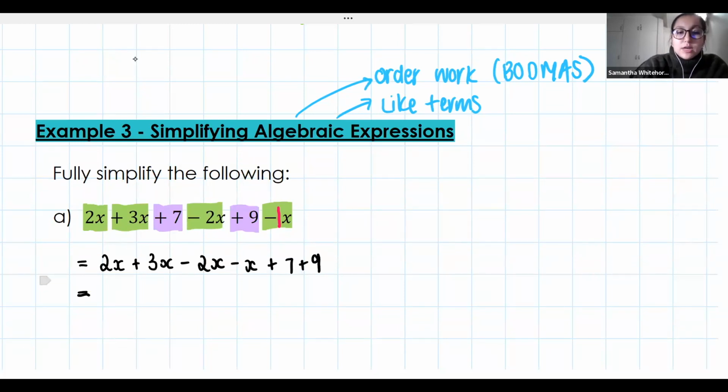So what we want to do now is we want to add our like terms. So 2x plus 3x is 5x, minus 2x takes us to 3x, minus another x takes us to 2x.